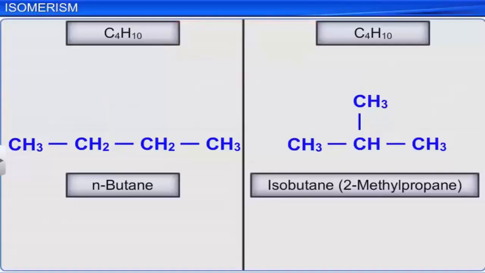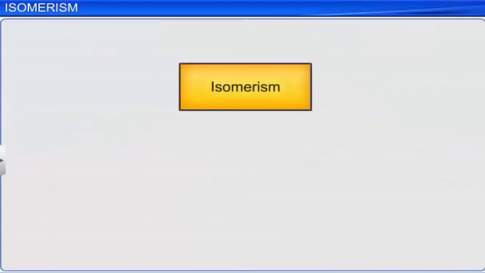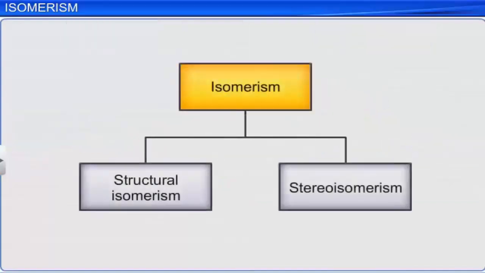The phenomenon of existence of two or more compounds with the same molecular formula but with different properties is known as isomerism, and the compounds are called isomers. Thus, n-butane and isobutane are isomers. Isomerism can be of two types: structural isomerism and stereoisomerism. The compounds that have the same molecular formula but different structures are known as structural isomers, and the phenomenon is known as structural isomerism.